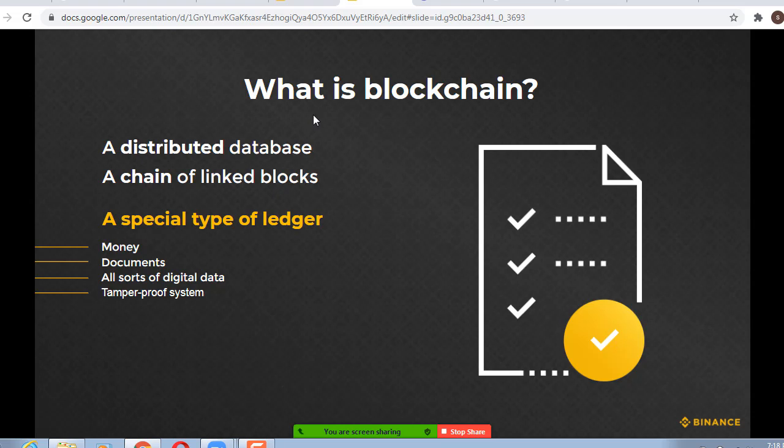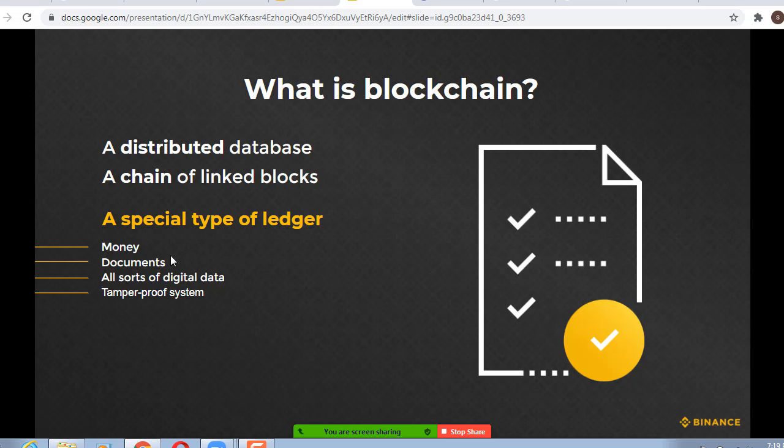So blockchain is a distributed database. You can also call it a chain of linked blocks. It has a special type of ledger system that contains money. That is, you can store money or use it in the financial sector. You can store documents in it, all sorts of digital data, and it is a tamper-proof system. That means you cannot tamper with it.